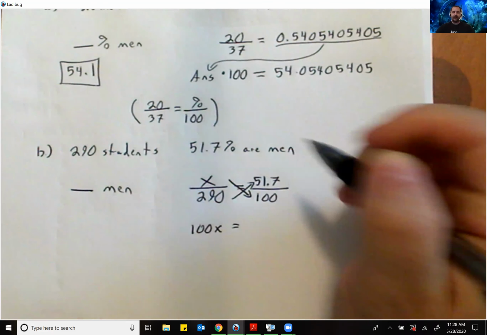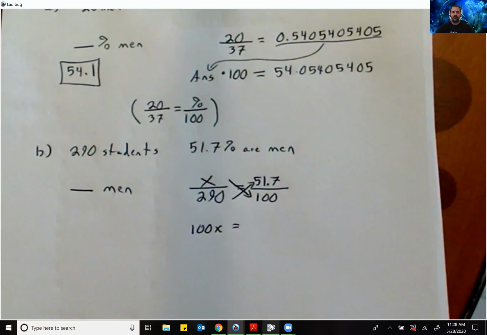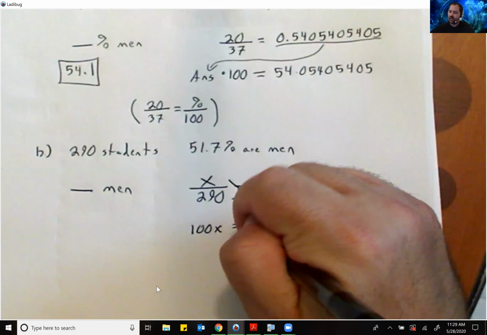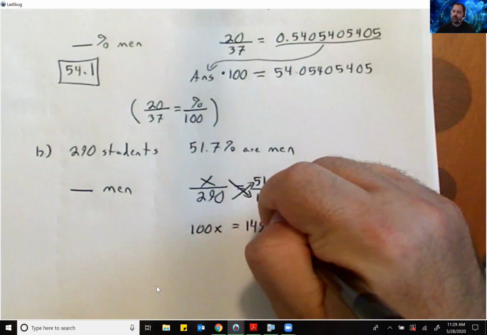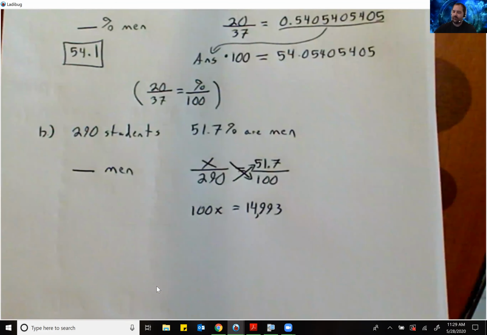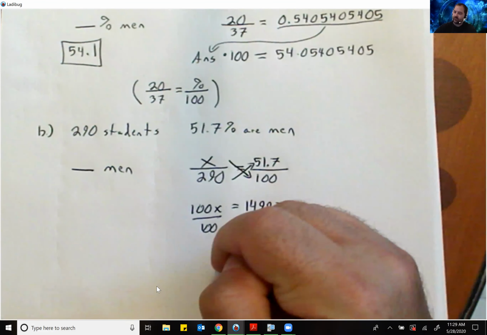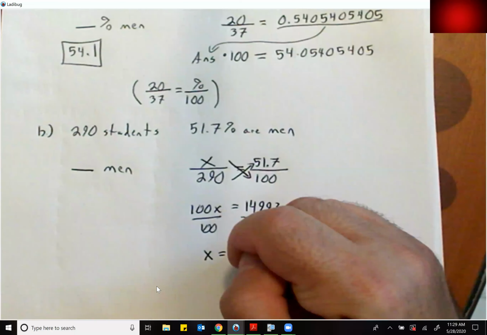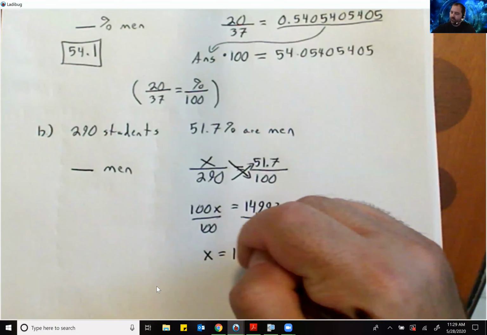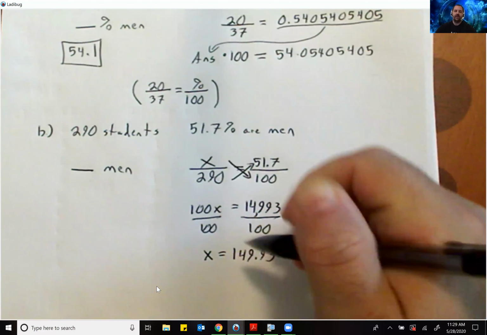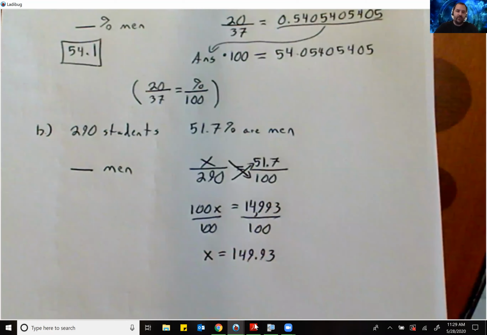And 290 times 51.7, what'd you guys get for that? And don't do any rounding. We're going to need that exact number. 14,993. Okay. And then to get x by itself, divide by 100. So x is equal to 149.93.